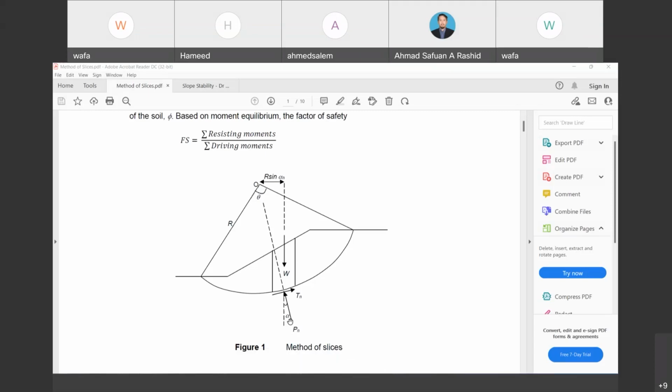To solve method of slices problems, you should have a protractor and at least a 30 centimeter ruler, so it is easy for you to draw the lines. And you should draw the problems on grid paper. Let's say this is the problem. The best way is to plot or draw it on grid paper. I will let you know why we should draw the problem on grid paper.